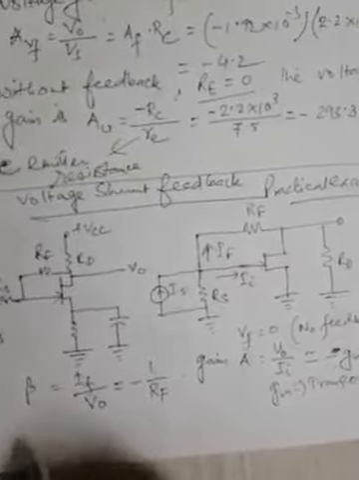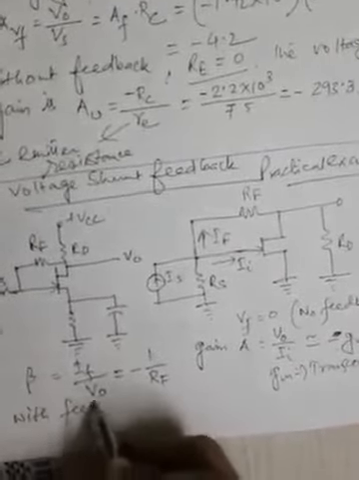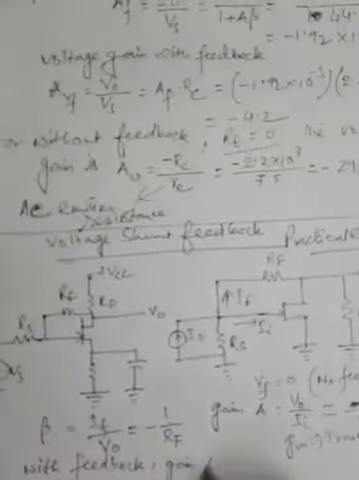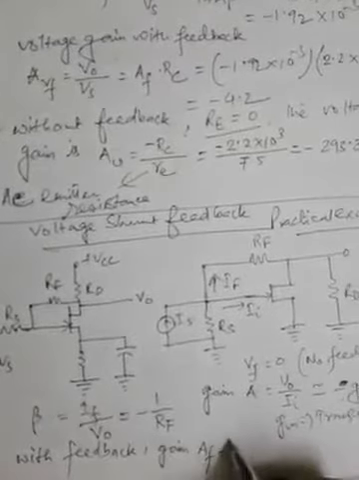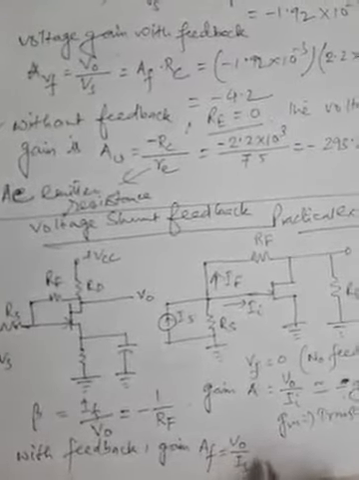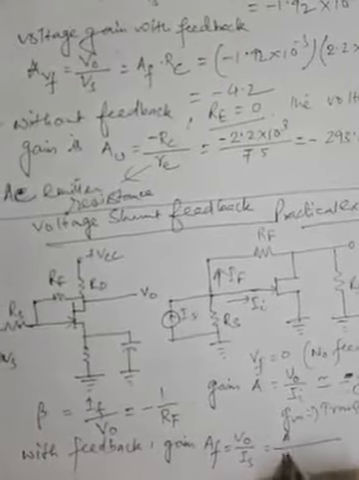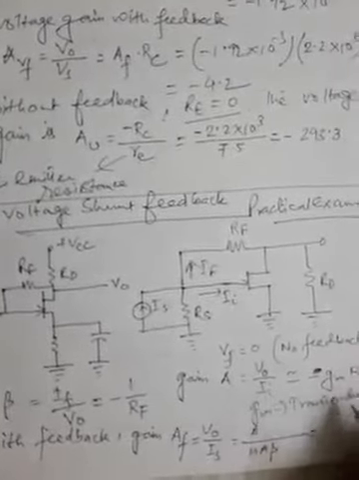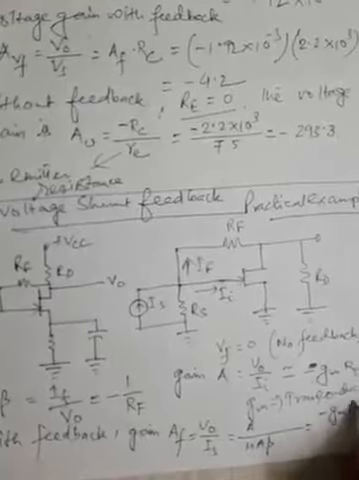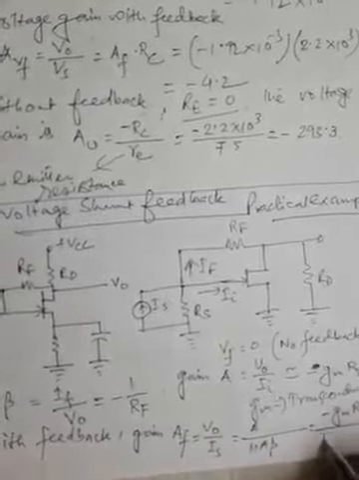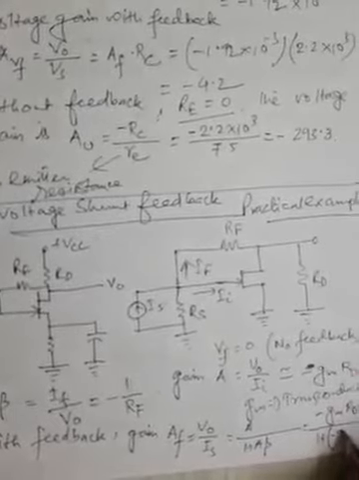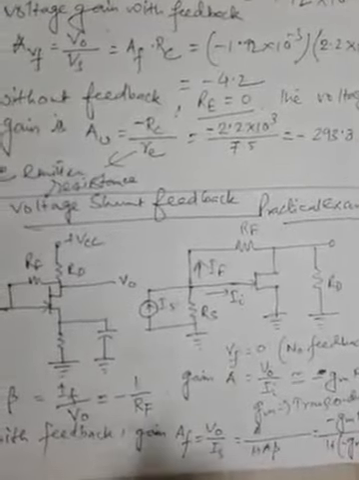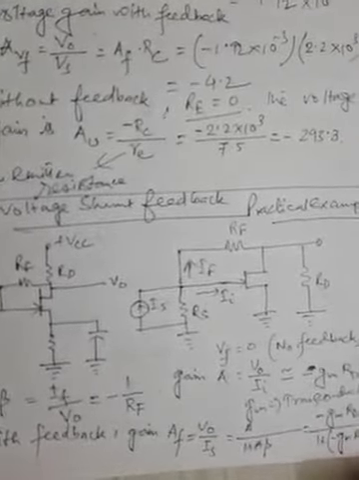Now with feedback applied, gain AF should be written as Vo by Is, that is equal to A by 1 plus A beta as usual. And that is equal to, what is A we have found over here, minus gm RD RS divided by 1 plus minus gm RD RS, and beta is given by minus RF, minus 1 by RF.